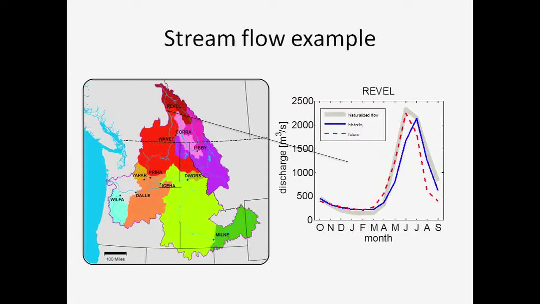And finally, this is how streamflow estimates look. This is the historic outflow at this basin, our historic estimate, and then this is a future estimate. And we see a shift in the timing of the peak streamflow at this particular basin.